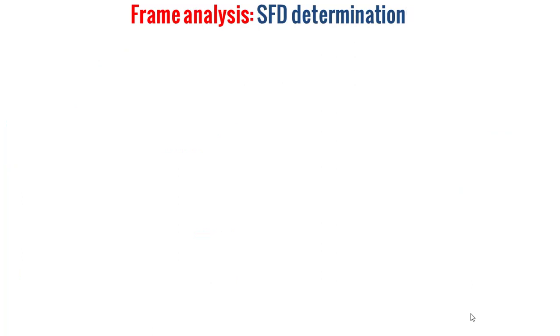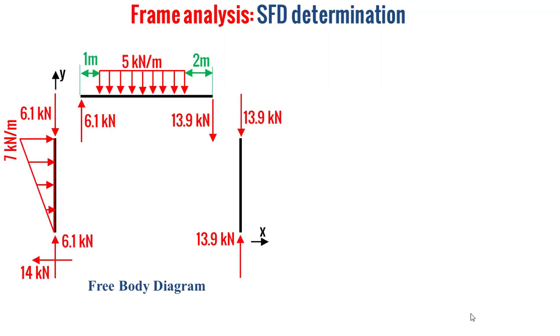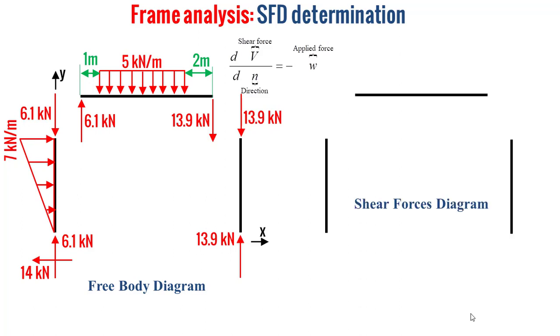Now I'll explain how to determine the shear forces diagram. So based again on this free body diagram, and also based on the fact that the shear force is equal to minus the integral of the applied force along the longitudinal direction of the member, denoted here by the letter N. So for the column, the longitudinal direction is y, and for the beam, the longitudinal direction is x. Based on all of this, we can determine the shear forces diagram.